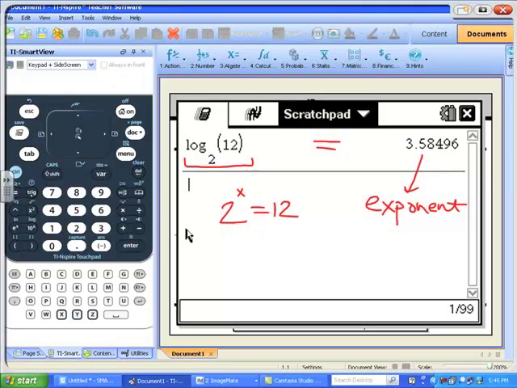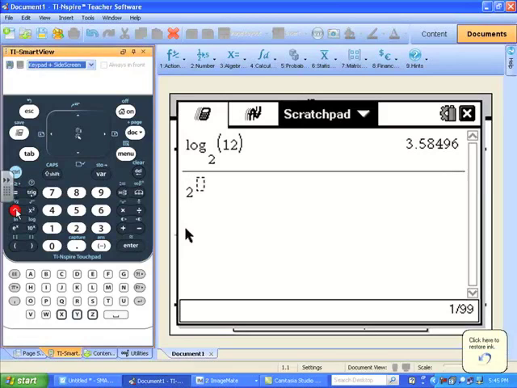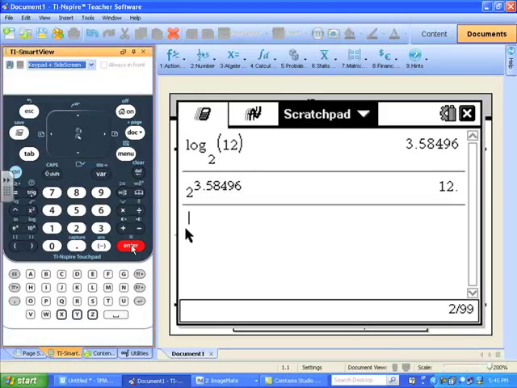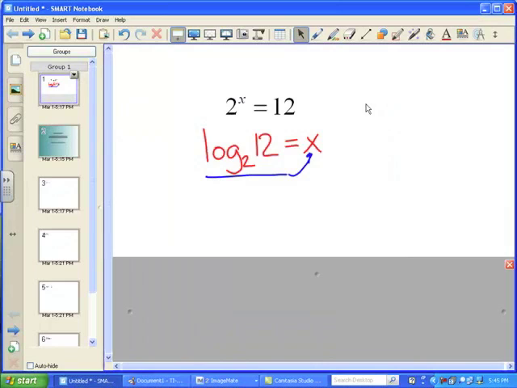So let's test that out. Let's take the number 2 and raise it to the 3.58496. Hit enter, and yeah, we get 12. That's exactly the exponent I was looking for. See, so now we have this cool little trick, or tool, that I can use to take something that maybe I couldn't figure out before, and now I can actually get a value for that.